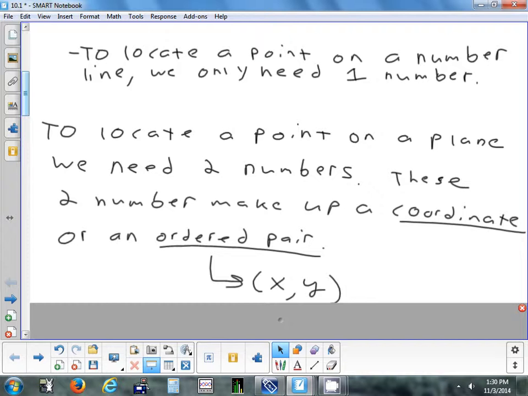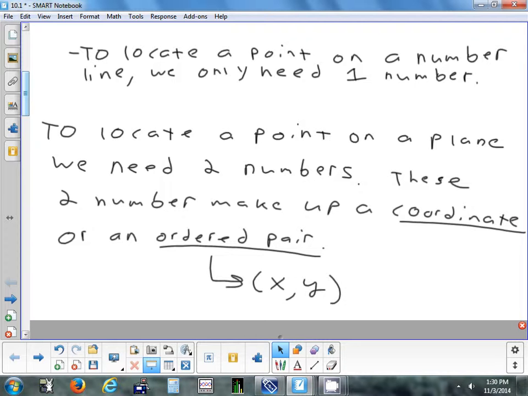The reason we use the name ordered pair is because they have to be in a certain order. X comes first, and then Y comes after it. That's an ordered pair. If we were going to talk about 3D, we'd have what's called an ordered triple. We'd have an X, a Y, and a Z axis. For today, though, and most of what we're going to do, we're just going to be 2D.